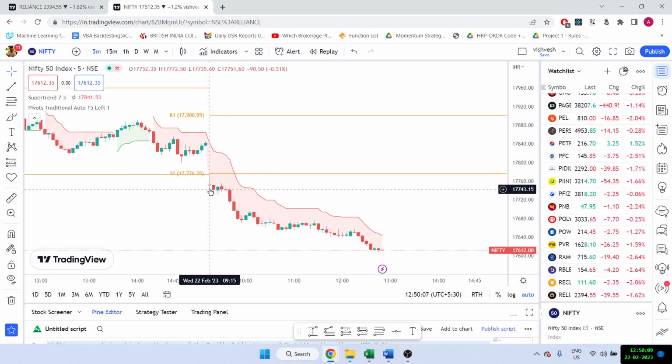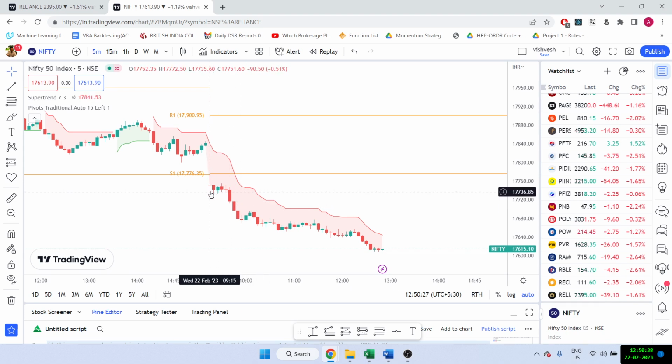We're only taking an entry when the support has been broken and when the super trend is telling us that yes, there are high chances that the stock might go down. So once the candle closes, at that point of time, we will take an entry. So you can see here the entry would have come at 17751, which is the closing price.